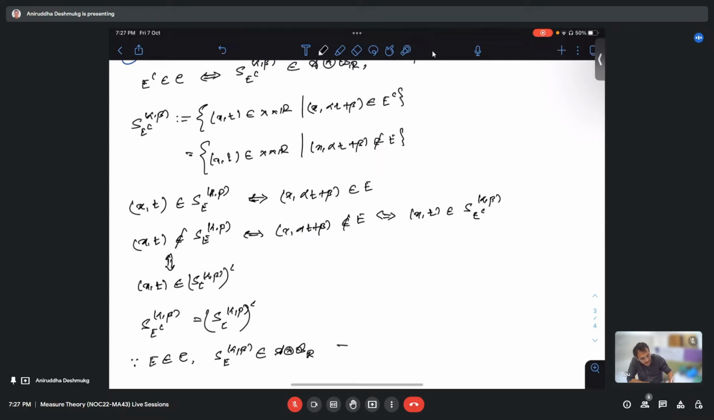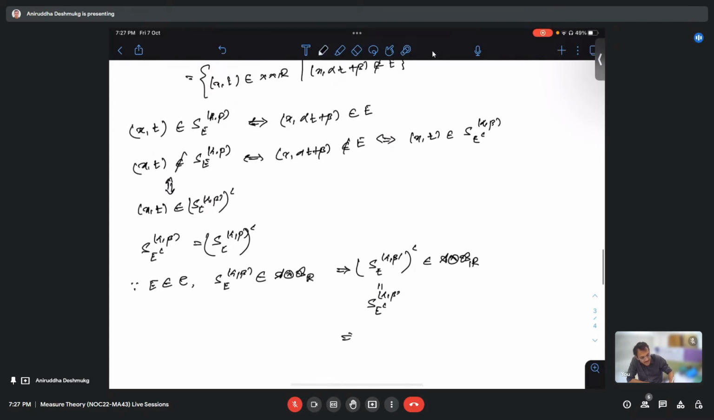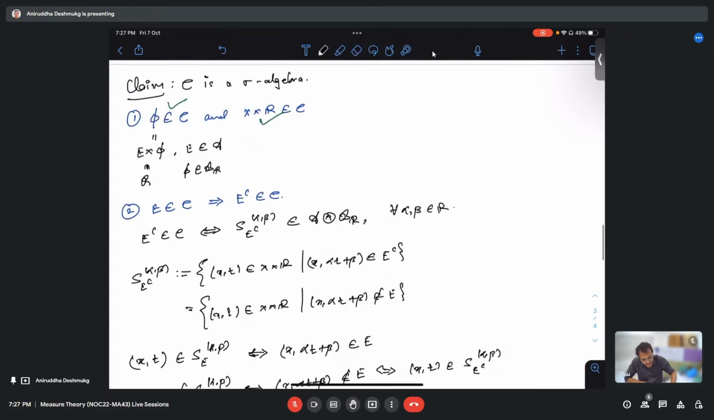this is a sigma algebra. This implies S of E alpha beta whole complement is inside A cross B, but that is nothing but S of E complement alpha beta. And this further implies that E complement is inside C. So this way we prove that C is closed under complements.